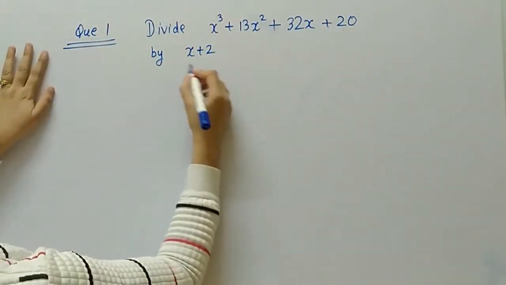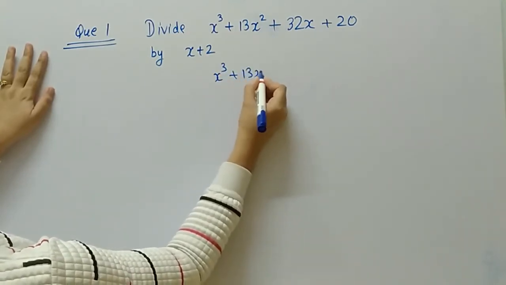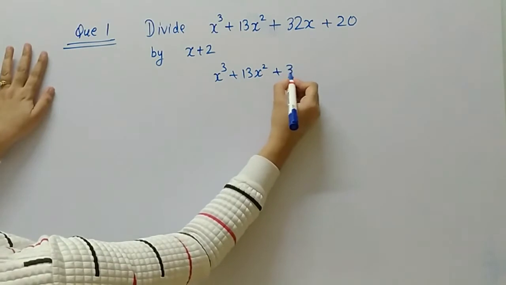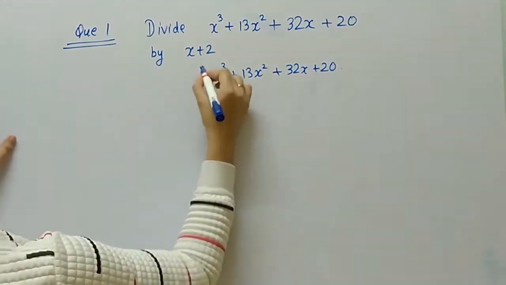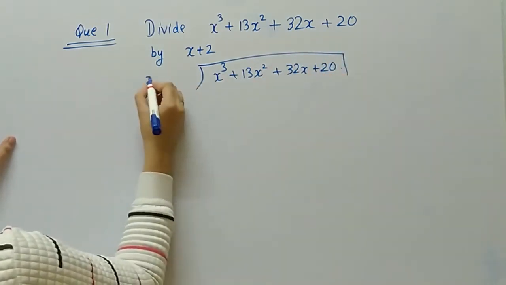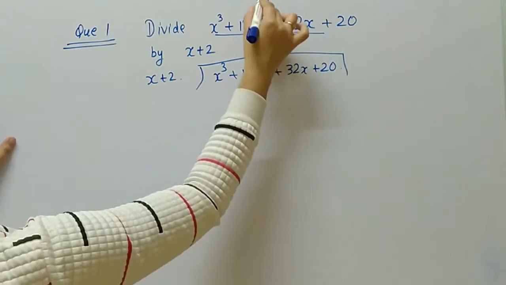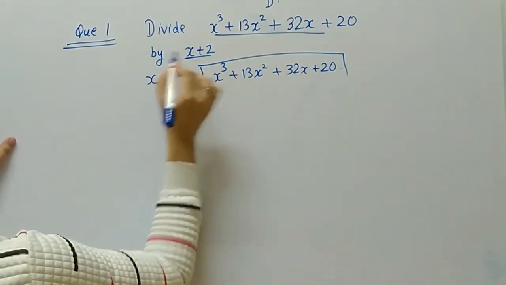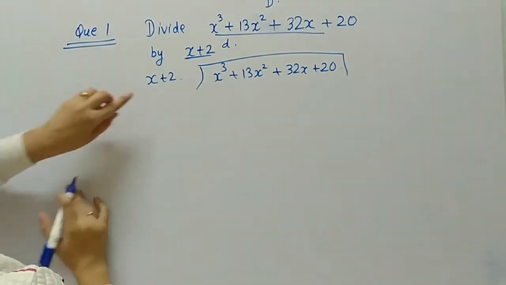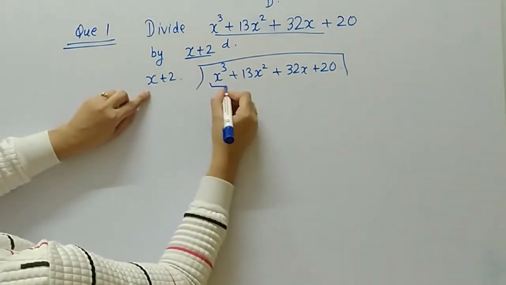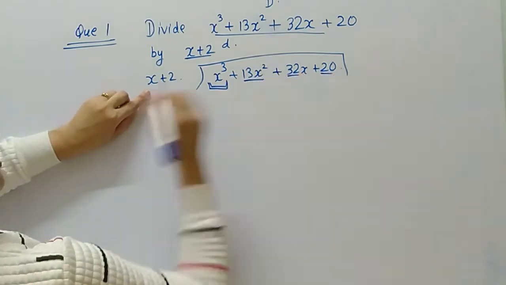Question number 1. Divide x cube plus 13x square plus 32x plus 20 by x plus 2. So this is our dividend and this is our divisor. So we will write like this. Now what we have to do, here we have 4 terms.